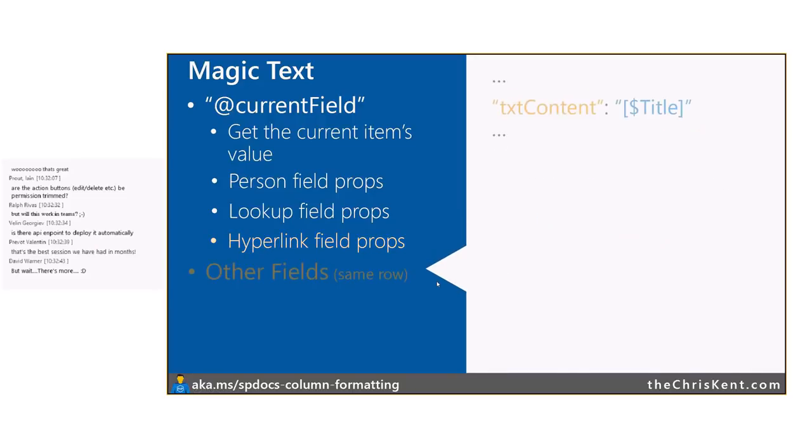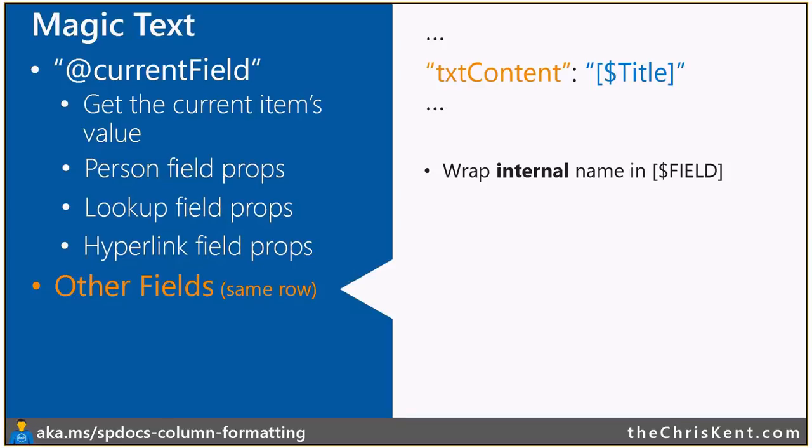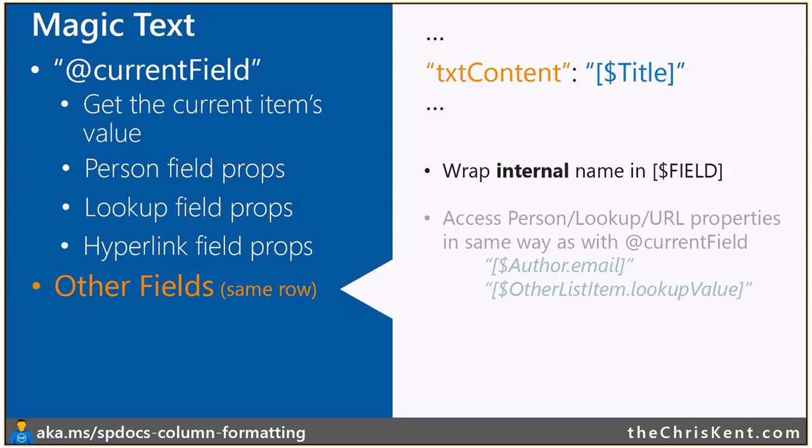All right. And then the other thing I wanted to point out, because this is how you access everything in view formatting, right? When you're doing a view format, the current field always equals the title. So to get anything else, you're going to use this internal name referencing, right? And you're going to do the same thing you've done with column formatting, where you say author.email or lookup value, any of that kind of stuff, right? Or if it's a link, .desc to get the description.